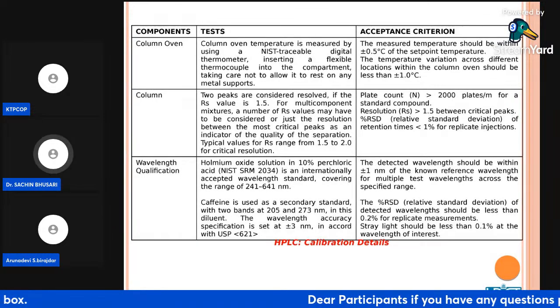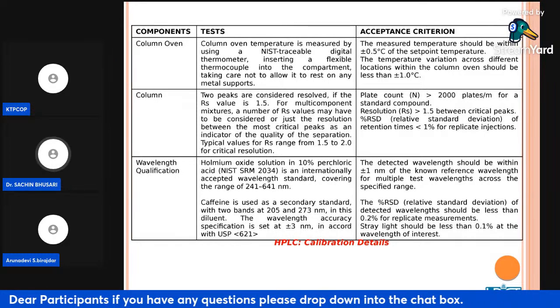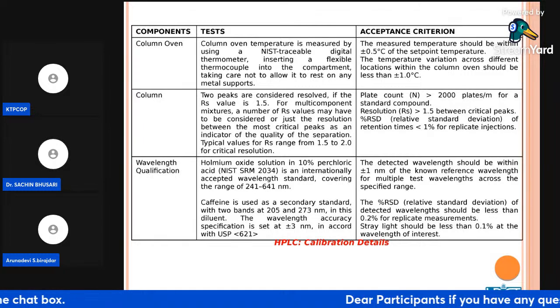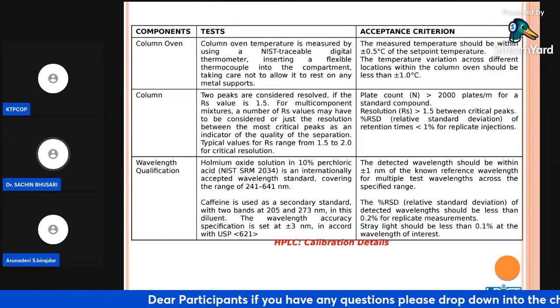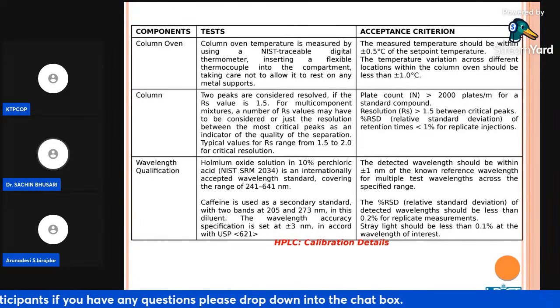Now next, column oven. If you talk about the column oven, yes, it is again an integral part and heart of the HPLC, because temperature affects the separation, affects the chromatography. You know it very well. So for that, the column oven should be calibrated, acceptance limit is there. Set the column temperature. Use a typical flexible thermocouple. A NIST traceable digital thermometer is there.